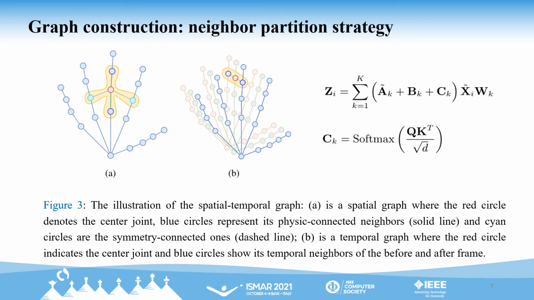Graph construction, neighbor partition strategy. The illustration of spatial-temporal graph. A is the spatial graph where the red circle denotes the center joint, blue circles represent the physically connected neighbors, and the cyan circles are symmetrically connected ones. B, the temporal graph where the red circle indicates the center joint, and the blue circles show its temporal neighbors of the before and after frame.